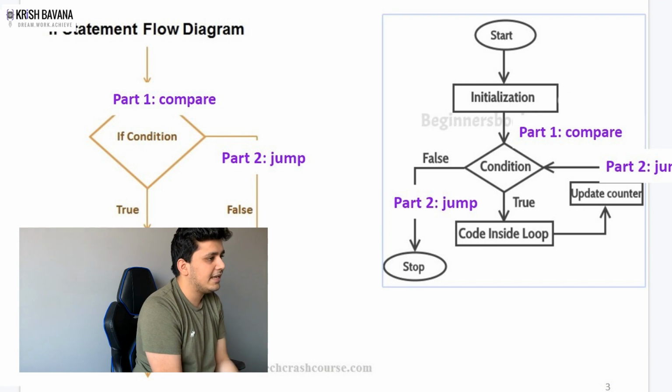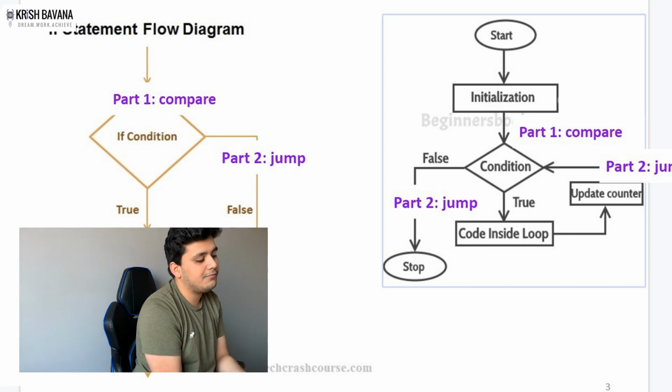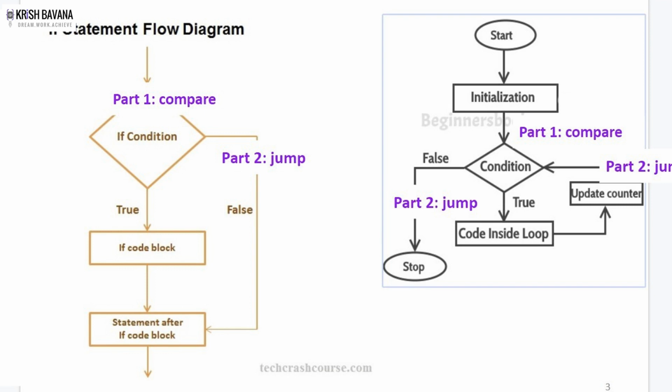For example, if we say I is less than 5 and we start with 0, 0 is going to work, 1 is going to work, 2 is going to work, 3 is going to work, 4 is going to work, but 5 is not going to work because the counter has been updated to 5, and 5 is not less than 5. So this is a flow diagram for both the if statements and for the loops.